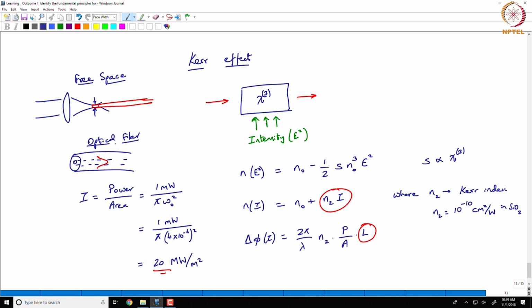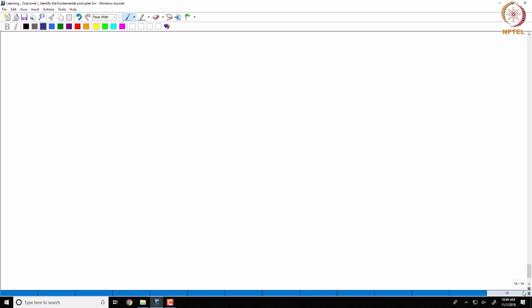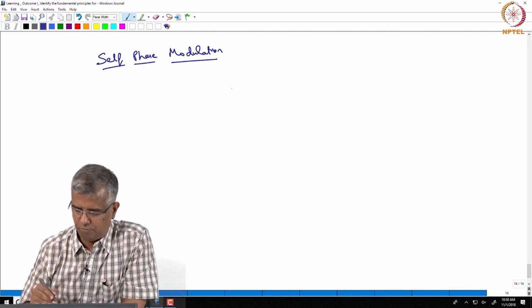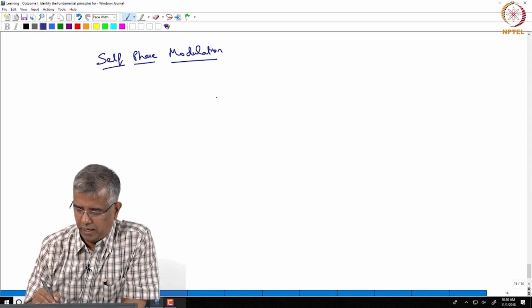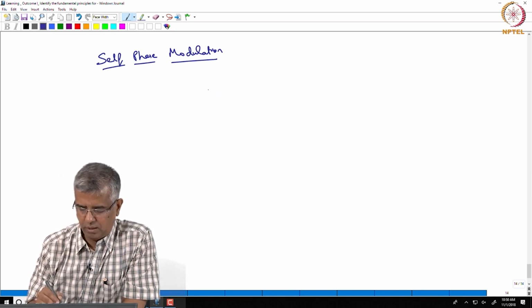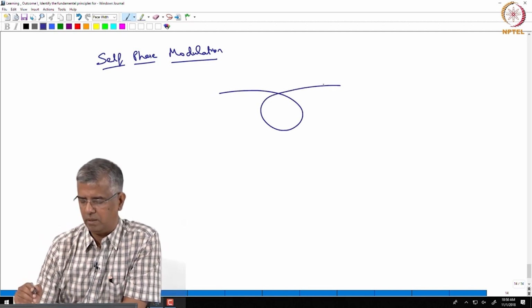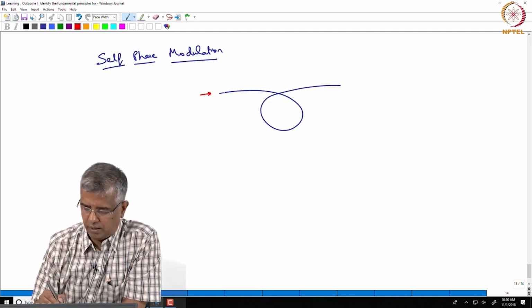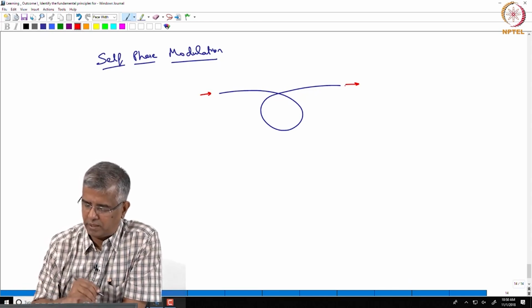Okay, so what about this? So, what exactly do we achieve with this? We can achieve what is called self-phase modulation. Okay. So, what is self-phase modulation? What we have in this is, let us say you have a long length of optical fiber, let us say single mode fiber, and you have light going in and you have light coming out here.